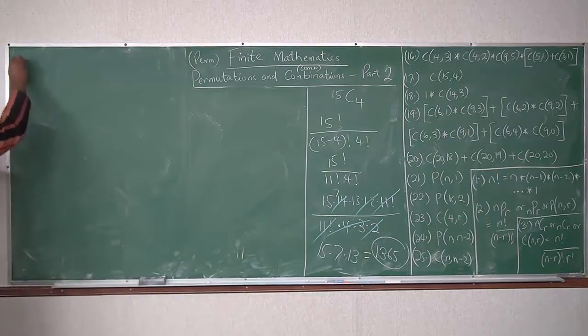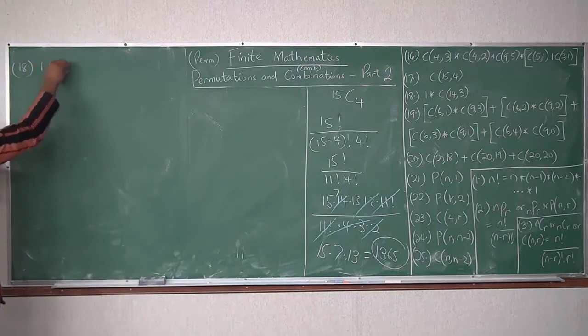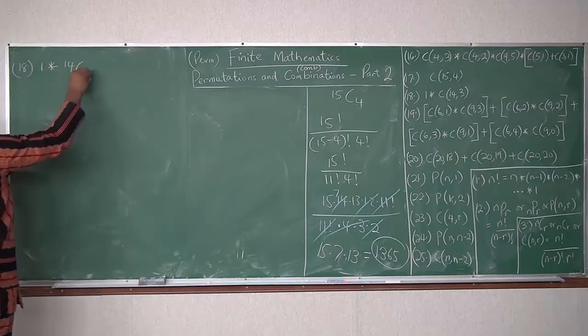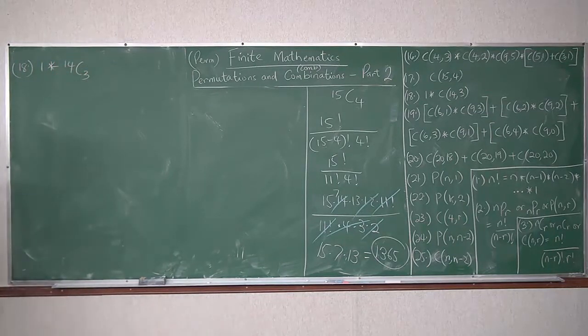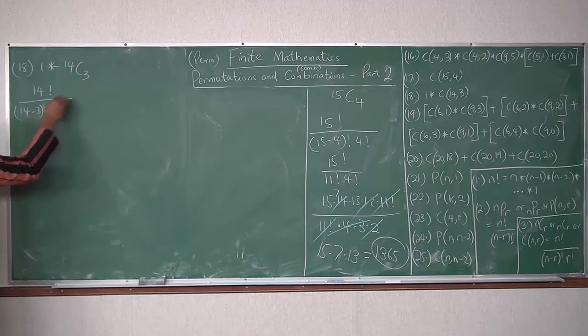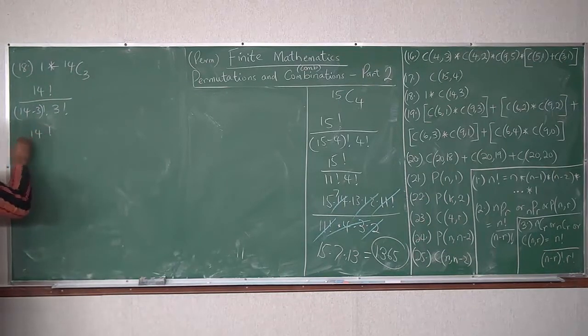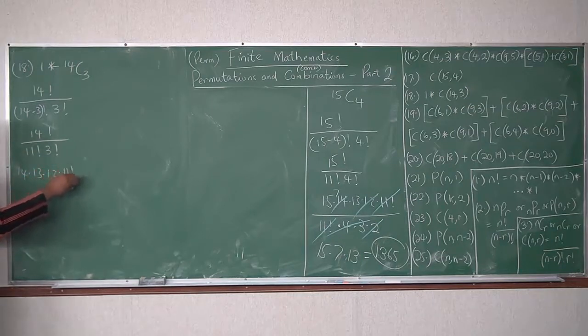Question 18 is 1 times 14 choose 3. I mean times. 1 times that is still that. Okay? So 14 choose 3 is 14 factorial over 14 minus 3 factorial, 3 factorial. Right? So that is 14 factorial over 11 factorial, 3 factorial. Which gives us 14 times 13 times 12 times 11 factorial over 11 factorial times 3 times 2.